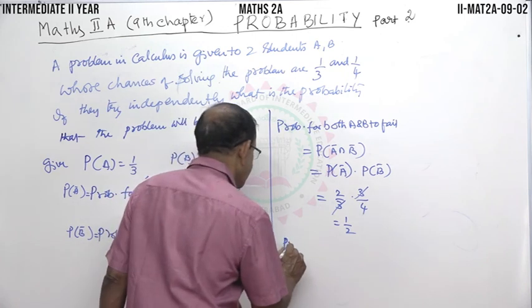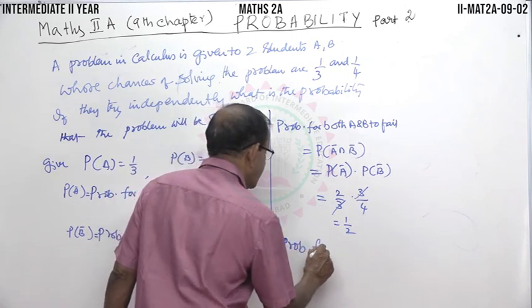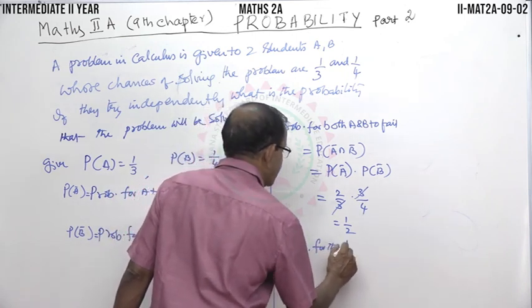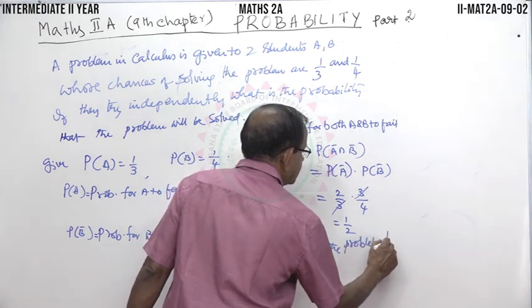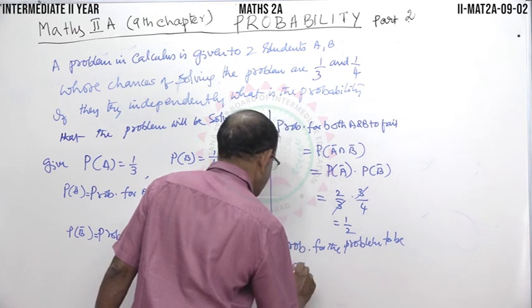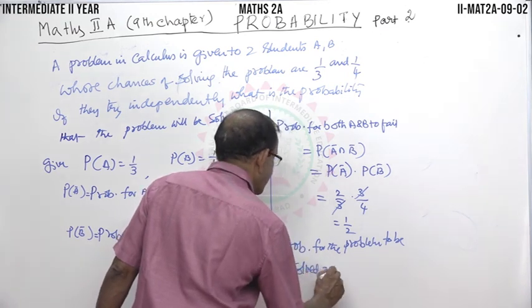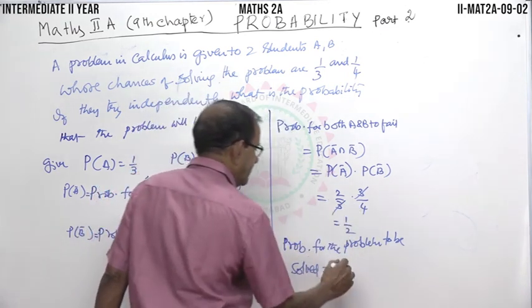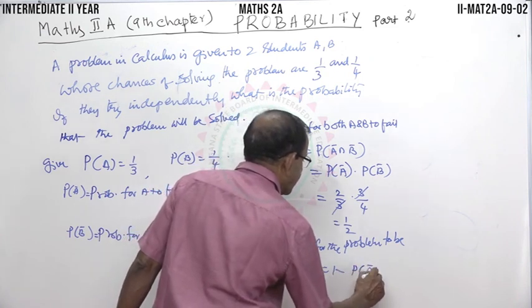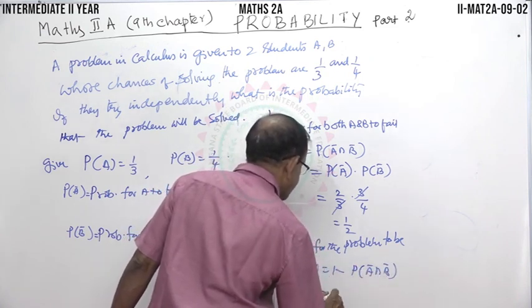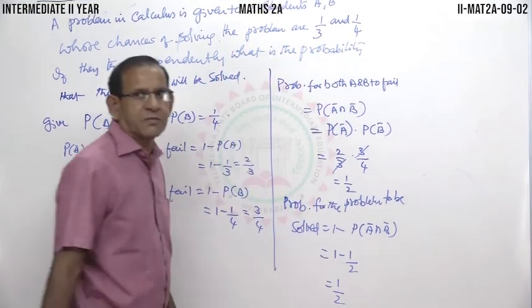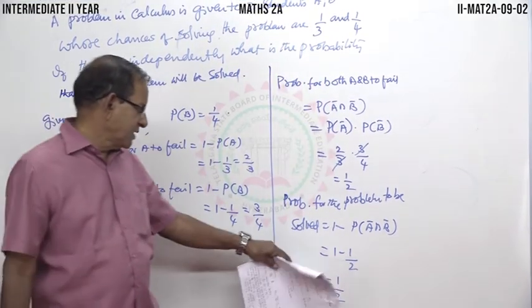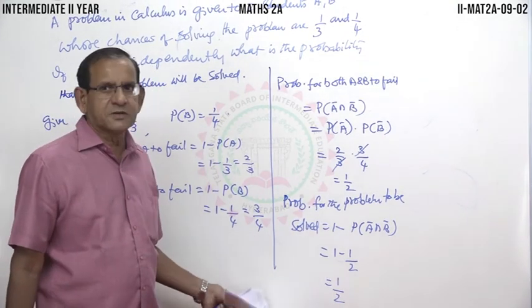Now probability for the problem to be solved is equal to 1 minus this probability. 1 minus P of A bar intersection B bar. That is 1 minus 1 by 2 is equal to 1 by 2. So, the probability for solving that problem is 1 by 2.